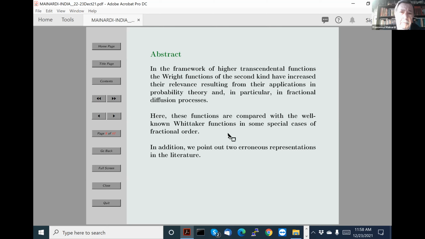In this paper, these functions are compared with the well-known Whittaker function, which was introduced last century by Whittaker and is a special type of hypergeometric function. But anyway, it was an occasion for me to check and correct two presentations in the literature.